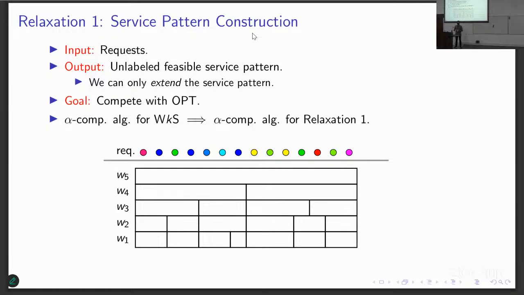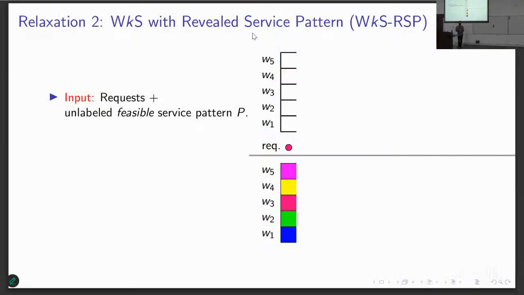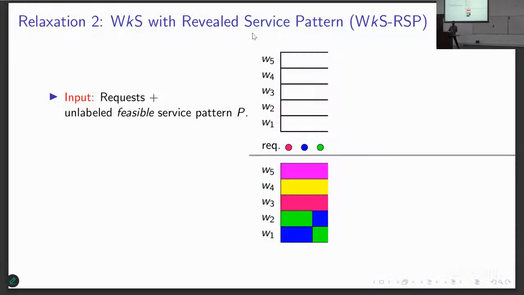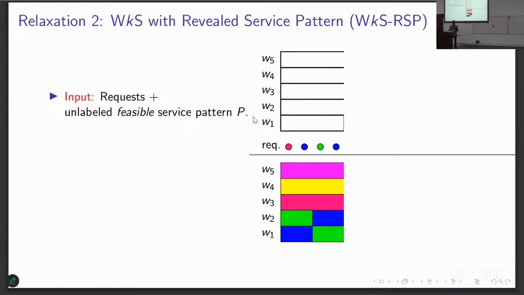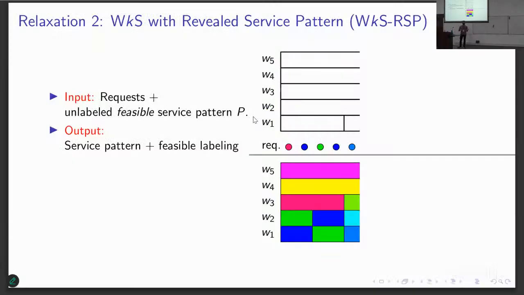Now I'll move on to our second relaxation, which is weighted k-server with trivial service pattern. In this problem, your input is a sequence of requests, and along with this input, you are given an available feasible service pattern, which is this one. Now your goal is to serve all the requests, which is basically outputting a service pattern with a feasible labeling. One important thing to note here is that your output service pattern need not be the same as the input service pattern P. It could be something entirely different.